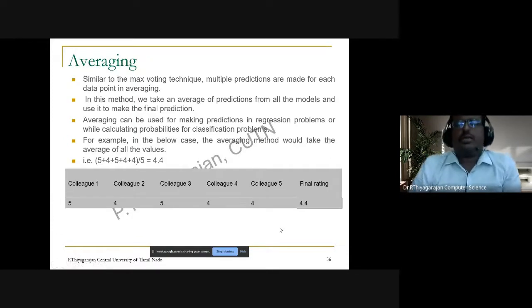Next, you can average it. Instead of going for majority voting, you can average. 5 people rated the movie, you calculate the average of each and every score, and then give that as the final rating of the movie.